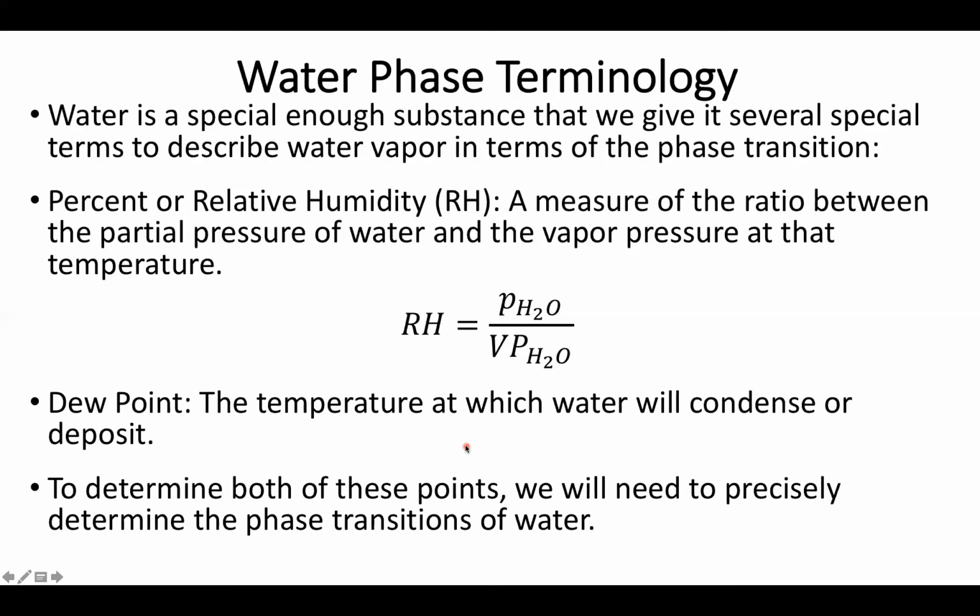And again, one of the big things that we're going to need to do in order to determine either of these points is to know the vapor pressure, how vapor pressure is related to temperature. So next time, we're going to be starting to build up these relationships between our phase transitions and changes in pressure and temperature. Till then, take care.